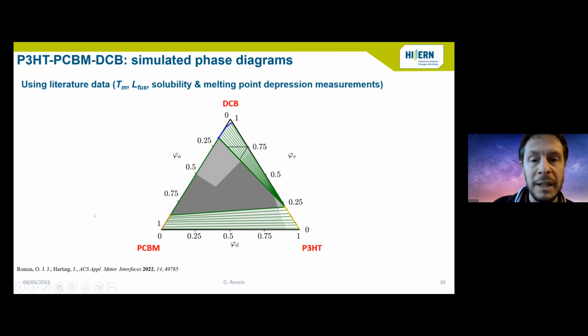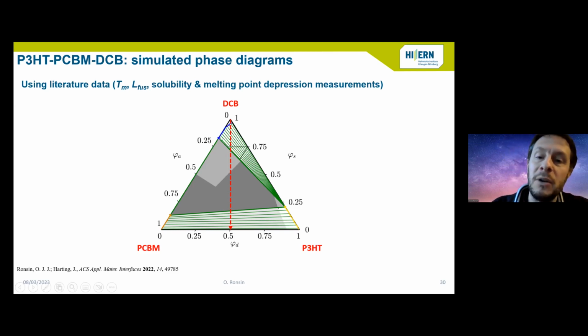So first, using literature data, we can generate the phase diagrams of this system. I do not know how familiar you are with ternary phase diagrams, but basically this is the concentration space you see on this triangle. 100% P3HT is on the bottom right, DCB on the top, and PCBM on the bottom left. And when you dry, you go from almost pure DCB to no DCB, so down in the phase diagram.